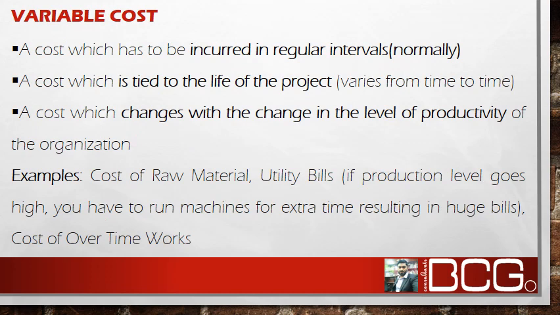Now, the fourth type of cost is the variable cost. As the name suggests, it is variable, so it is going to be the total opposite of the fixed costs. Let us have a look at some characteristics of this type of cost. These are costs which have to be incurred at regular intervals normally.